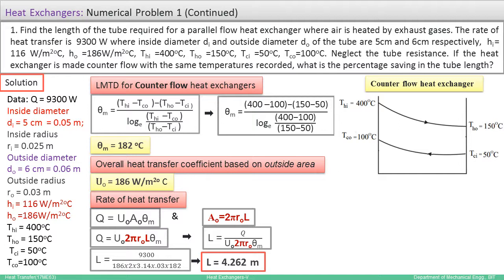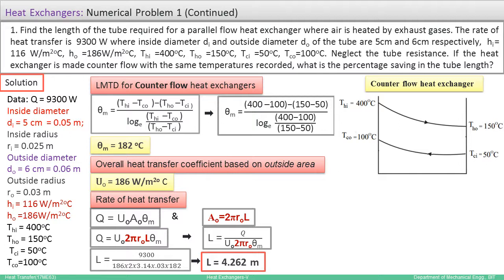So from 5.03 meter for a parallel flow, it is now reduced to 4.262 meter in case of a counterflow heat exchanger. That means when you are using a counterflow heat exchanger for the same temperatures and also the same physical conditions like the heat transfer coefficient and the heat requirement, you can use a lesser value of length. That means a small length of the heat exchanger is sufficient to affect the same heat transfer.